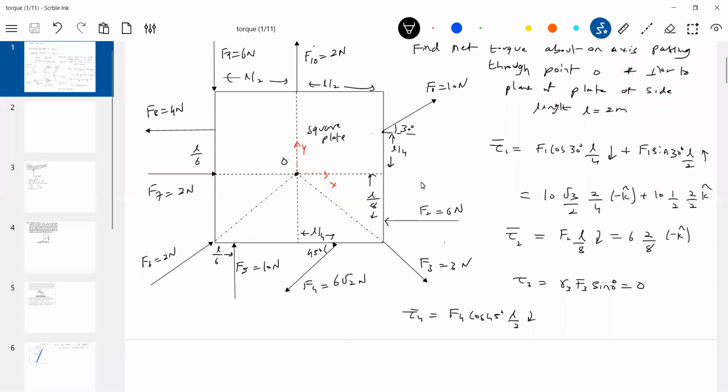I'll proceed here now. Now this one component I got. Now you resolve the other component, the y component of force. The y component of force will be F4 sine 45 degrees. Is it L by 4 or shall I take L by 2? It should be L by 4. And what is the sense of this? Should it be clockwise or anti-clockwise here?